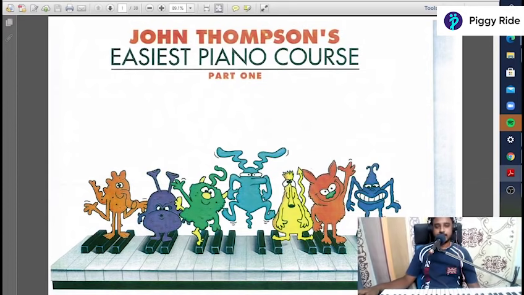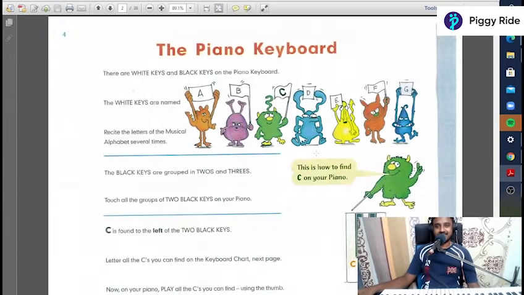Okay, so today I am going to explain basics of theory and practical concept for the piano. I am taking John Thompson's Easiest Piano Course Part 1 for our reference. In this video we are going to learn the basics of the theory part, and also we are going to play a few songs. Hope you will all enjoy.